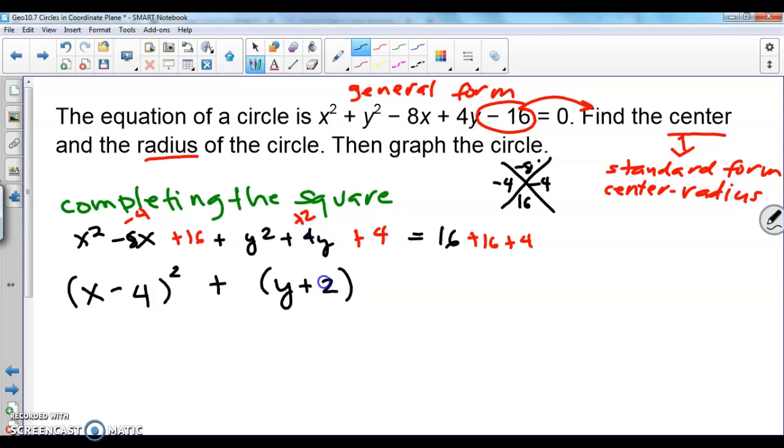So plus 2 squared equals. Now add all these up together. 16 plus 16 is 32, plus 4 is 36. There you go. Now, this number sometimes doesn't end up being a perfect square number, and that's okay. As long as whatever you added to the left-hand side, you also add to the right-hand side.